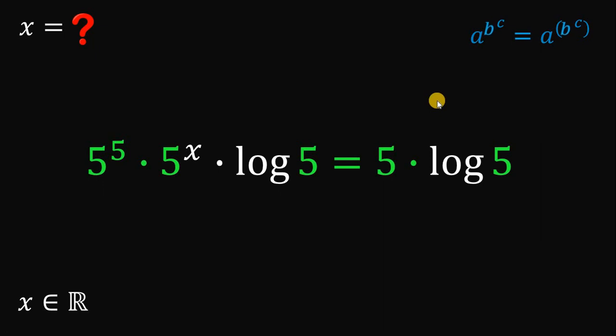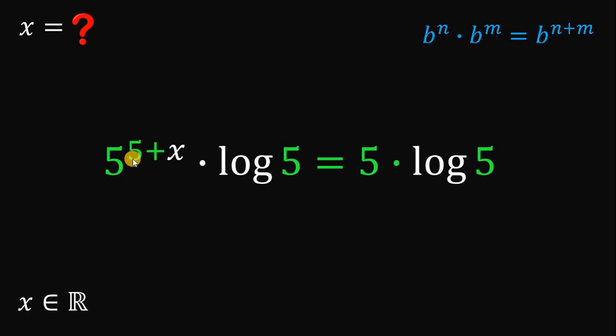Now at this point, let's focus on this term 5 raised to 5 times 5 raised to x. Now, this reminds me of a law of exponent that says that if we have b raised to n times b raised to m, this is equivalent to b raised to n plus m. Therefore, since we have the same base of 5, this 5 raised to 5 times 5 raised to x can be written as 5 raised to 5 plus x.